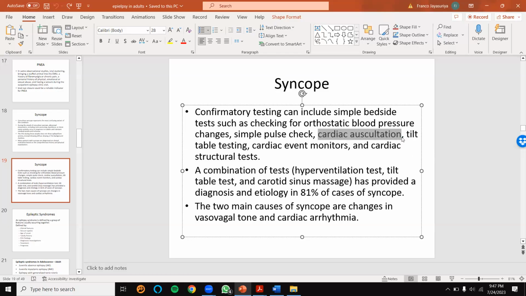Okay, and if you are still suspecting, you can do these other investigations, ECG, echo, and so on. Okay.